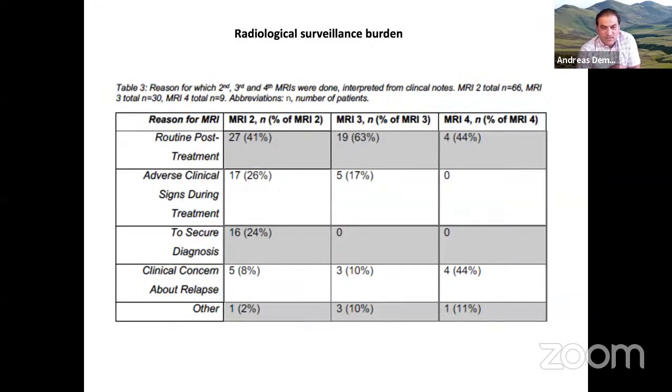What is the burden of radiological surveillance? So here we look at the number of MRIs that were organized for our patients. Some of them had 2, some of them had 3, some of them had 4, which is a combination of clinical decision-making, but also flexibility in the absence of a specific protocol.